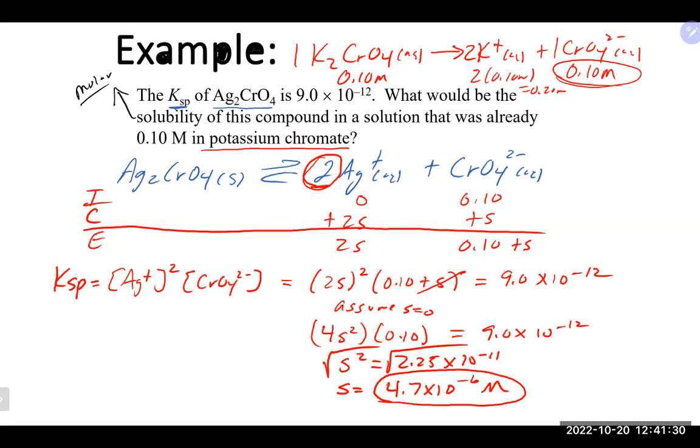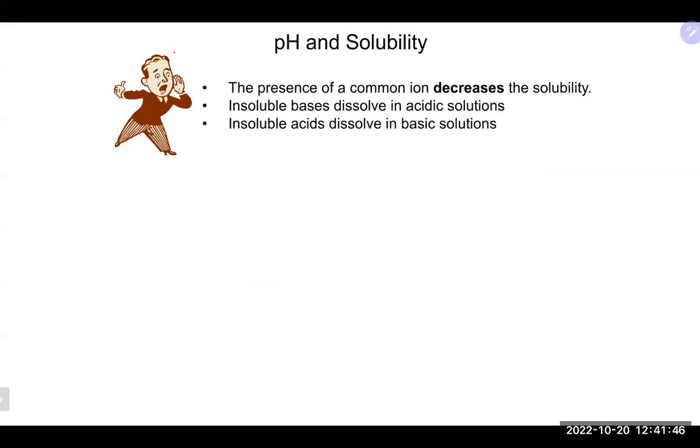So again, this is one important thing that does affect the solubility of something, as to whether or not you will see a solid or might not see a solid. Another really important effect on solubility is the pH of the solution. So the pH plays a really important role in the solubility of things.